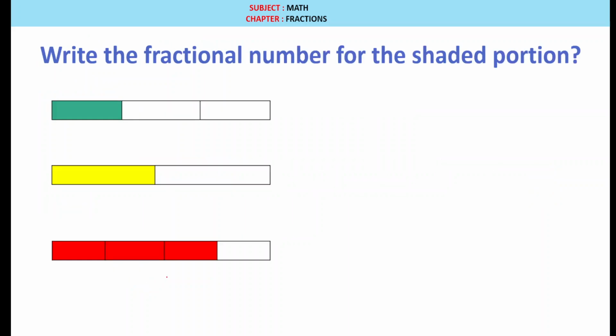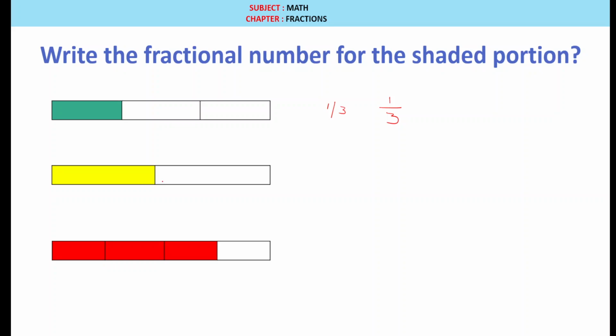Write the fractional number of the shaded portion. See here, this is shaded with green, but this rectangle is divided into 3 parts. One is shaded with green. So what is the fractional number for this one? It is 1 divided by 3, 1 by 3.